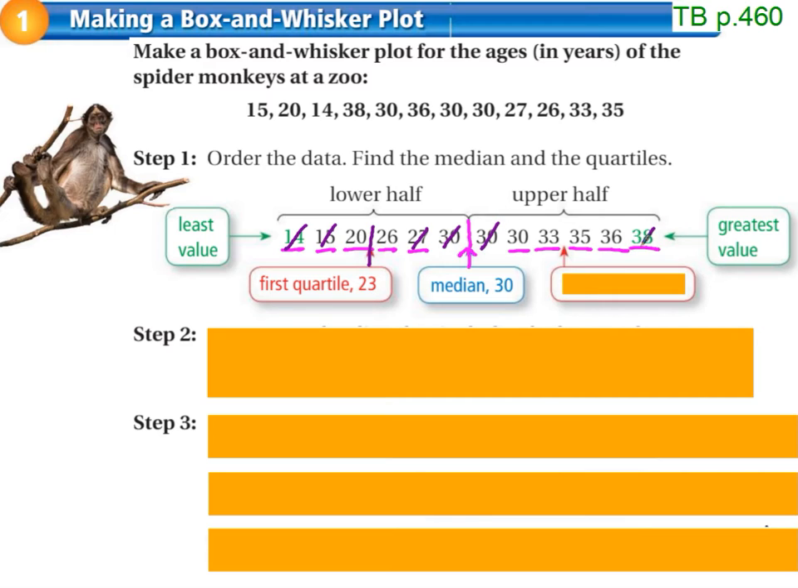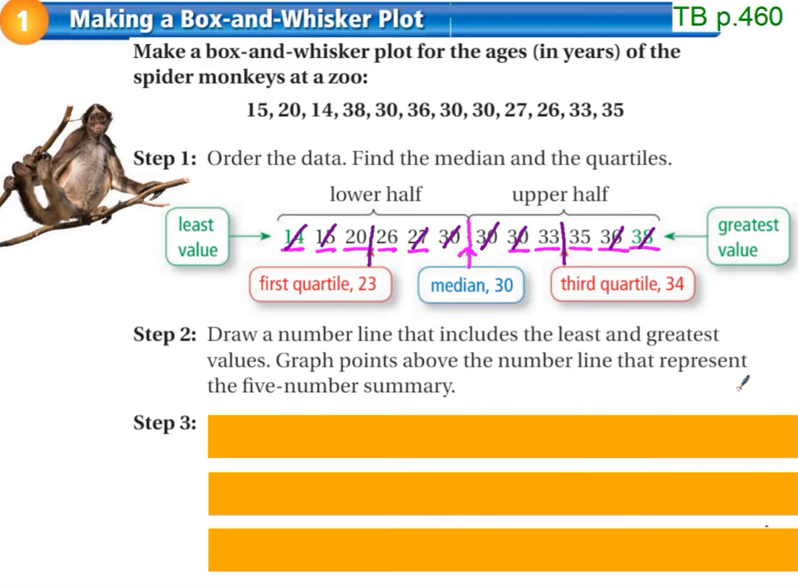Okay, then in the upper half of the data, I need to do the same thing. Once again, I have 2 pieces of data that fall in the middle, 33 and 35. So we have to go right in the middle of those 2, which would be 34. Okay, step 2. Once we have found our 5-number summary, notice we have the least, the greatest, first quartile, the median, and the third quartile.